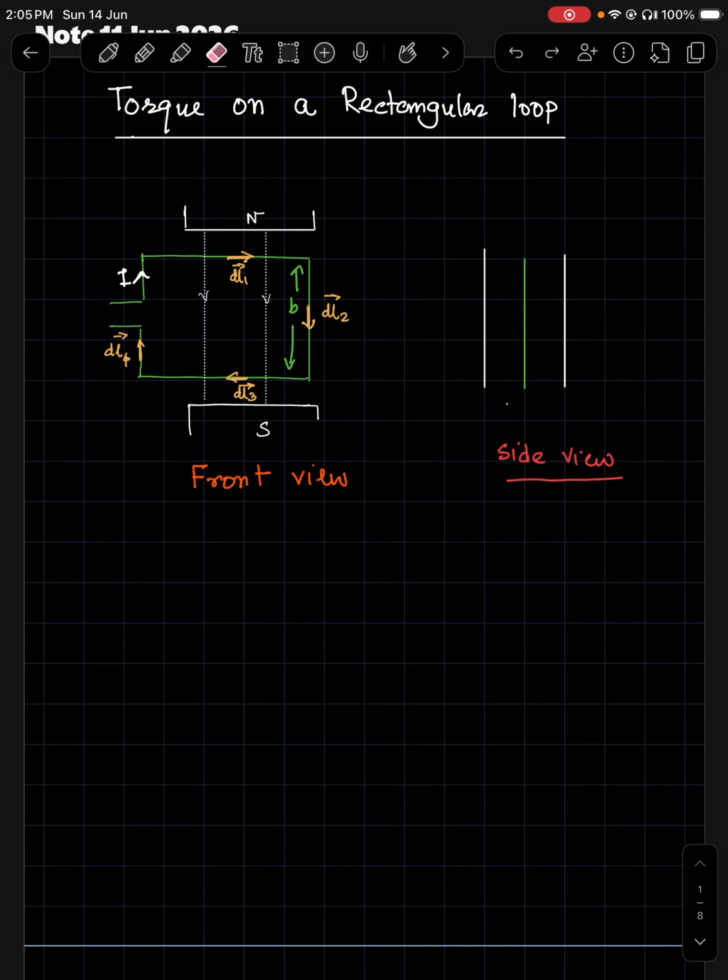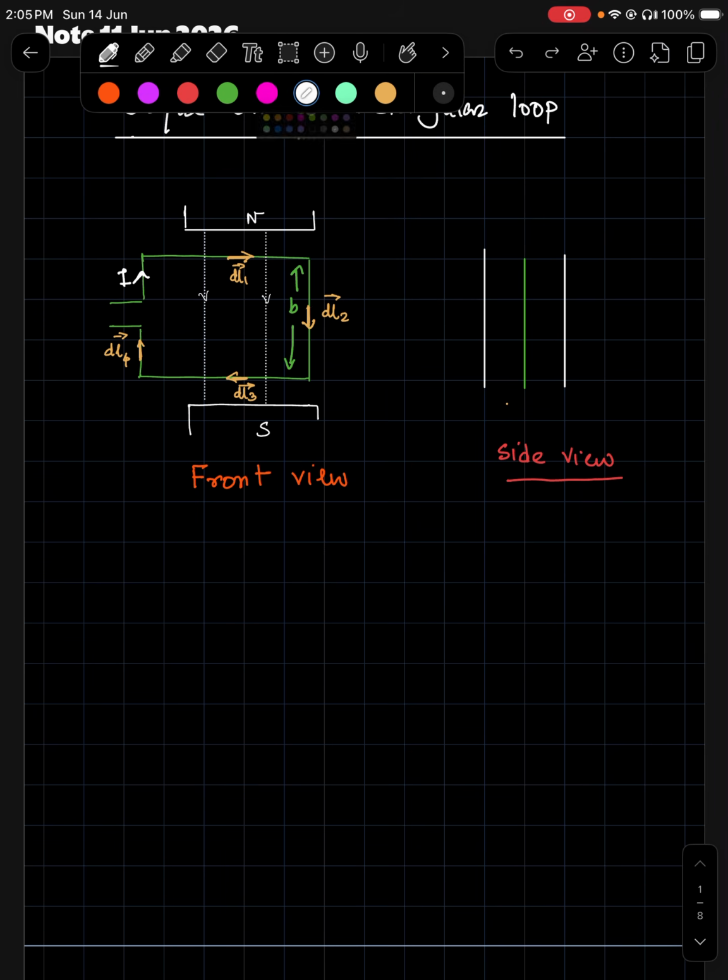Okay, here today we are going to learn how to calculate the torque on a rectangular current carrying loop, which is kept in a magnetic field, that is, a uniform magnetic field. So this is the picture. In the left picture, we have a loop, a rectangular plate, say.